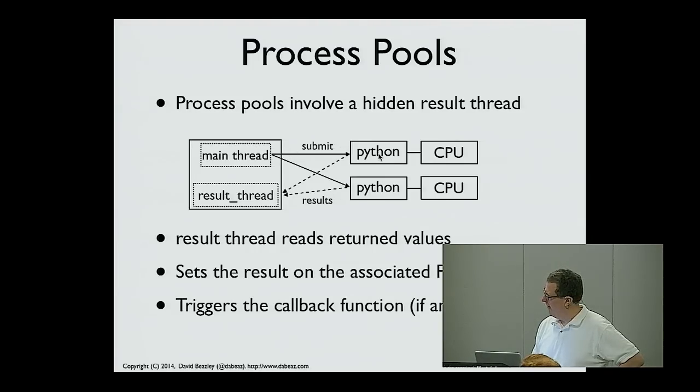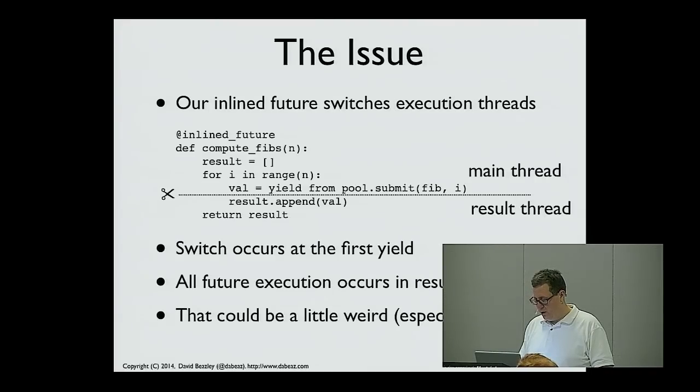You submit something off, and then when the result comes back, that ends up going to a background thread that's kind of sitting there, hidden behind the scenes. And it turns out that this thread is what triggers callback functions. It gets the result back, triggers the callback. So what ends up happening here is if you do this little trick with process pools, the code starts running in the main thread. You then cut it in half across that yield statement. And then when you do that, the rest of the code actually wakes up running in a completely different thread than it started.